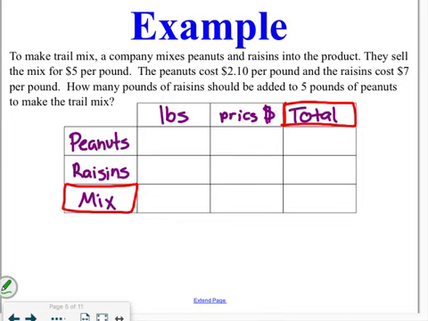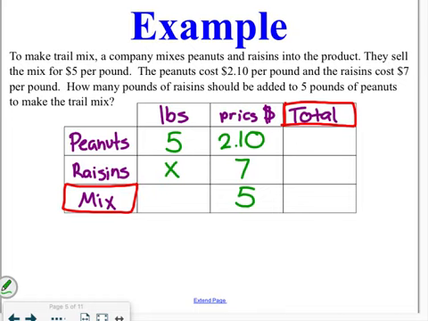So it's telling us that we have 5 pounds of peanuts, so that goes into our pounds of peanuts. It tells us that the price per pound of peanuts is $2.10, and the price per pound of raisins is $7. It also tells us that the price per pound of our mixture is $5. The question it's asking is how many pounds of raisins, so we're going to use that as our variable.